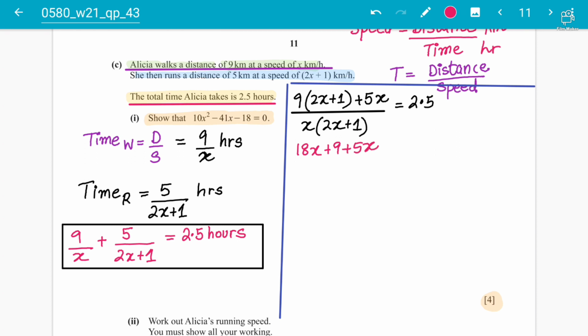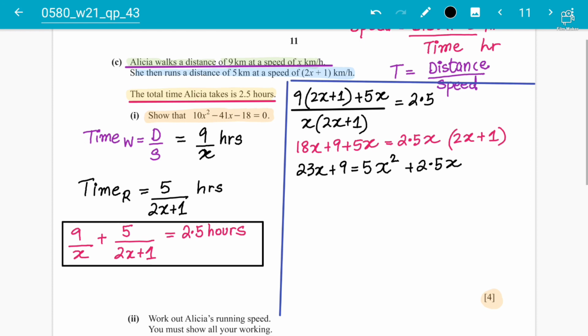In that, you take this thing to the other side, so it will be 2.5 times x times 2x plus 1. Cross multiply, we have done, and now you multiply those as well. So 18 plus 5x will become 23x. Here we go, 23x plus 9 here. 2.5 into 2 will become 5x square. 2.5 into 2 will become 5, and you multiply that with x square. So 5x square plus 2.5x.